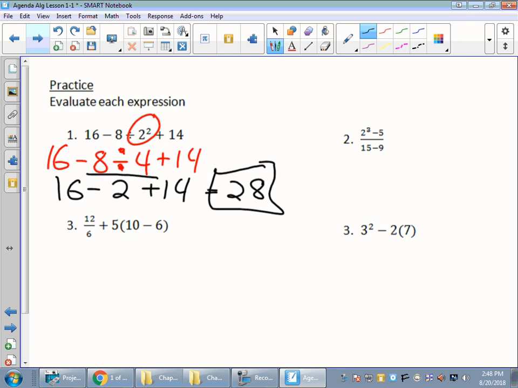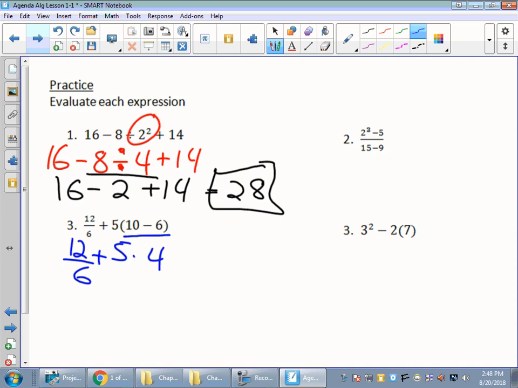And now let's go down to number 3. Let's ask that first question: do we see any parentheses? We sure do. 10 minus 6. So we're going to take care of those parentheses first, and we get an answer of 4. And now we have to multiply that by 5. We're going to bring everything else down, and then we have 12 divided by 6.